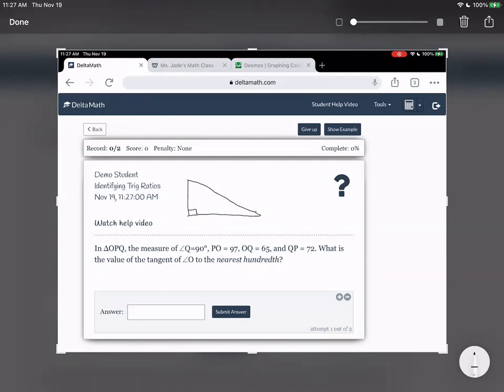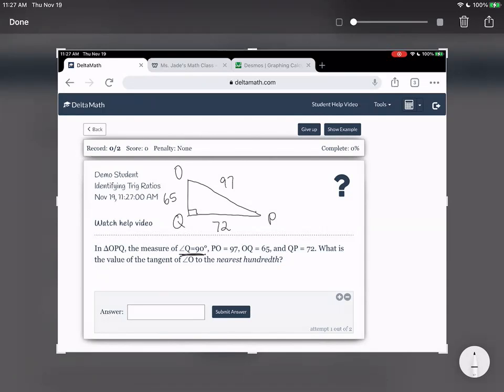That's my right angle. Okay, so it tells me angle Q is 90 degrees, so that's the letter I put at the right angle. Other than that, O and P can go anywhere, so I'm just going to put O and P like that. If you switch them, that's totally fine as well. PO is 97, so that's over here. OQ is 65, right over here. And QP is 72, right over here.